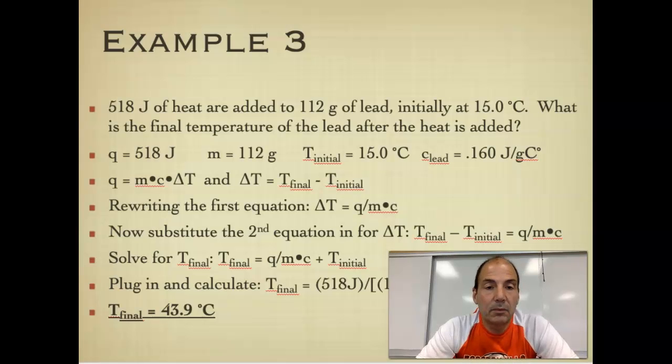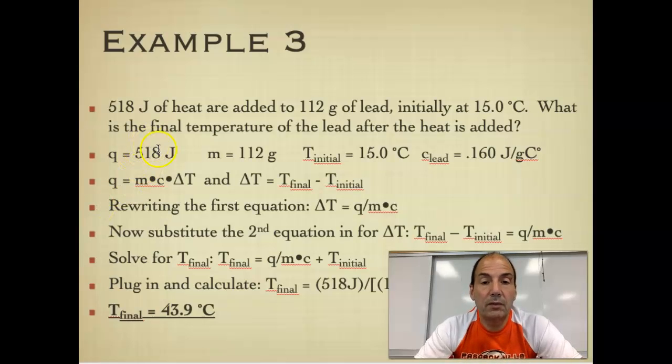So in the third example, I tell you that there's 518 joules of heat being added to 112 grams of lead, initially at 15 degrees Celsius. What is the final temperature of the lead? Ooh, this one's going to be a little different, right? Because we can't find delta T unless we know the initial and the final. Well, we can go about it in a different order.